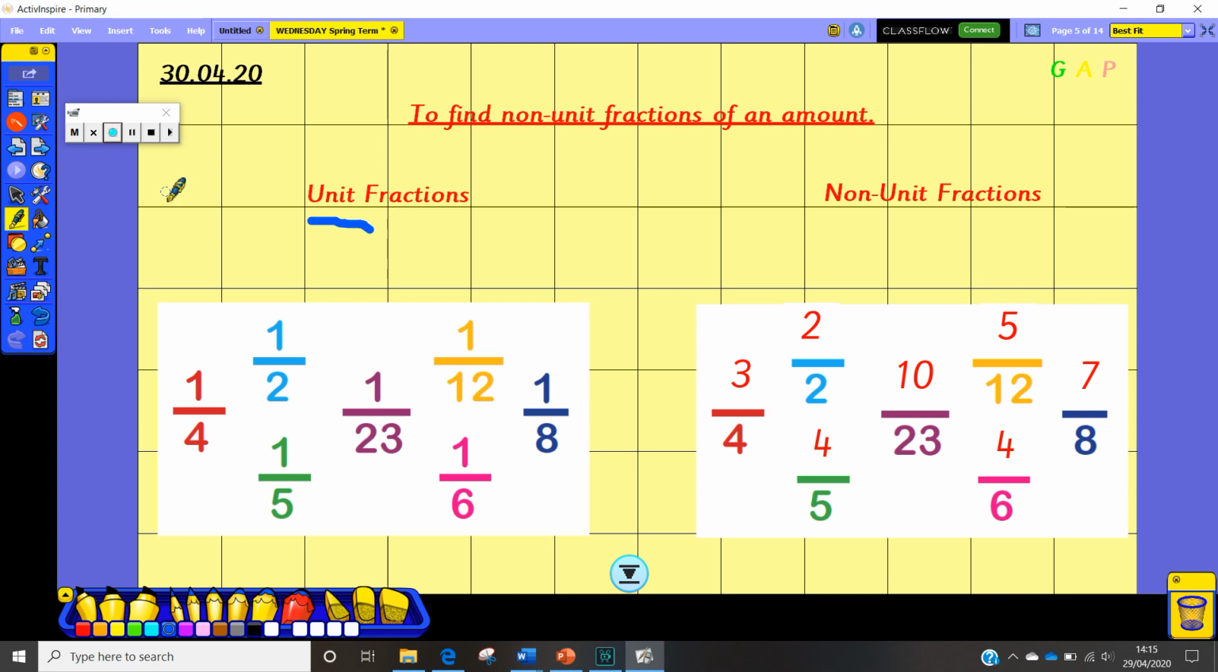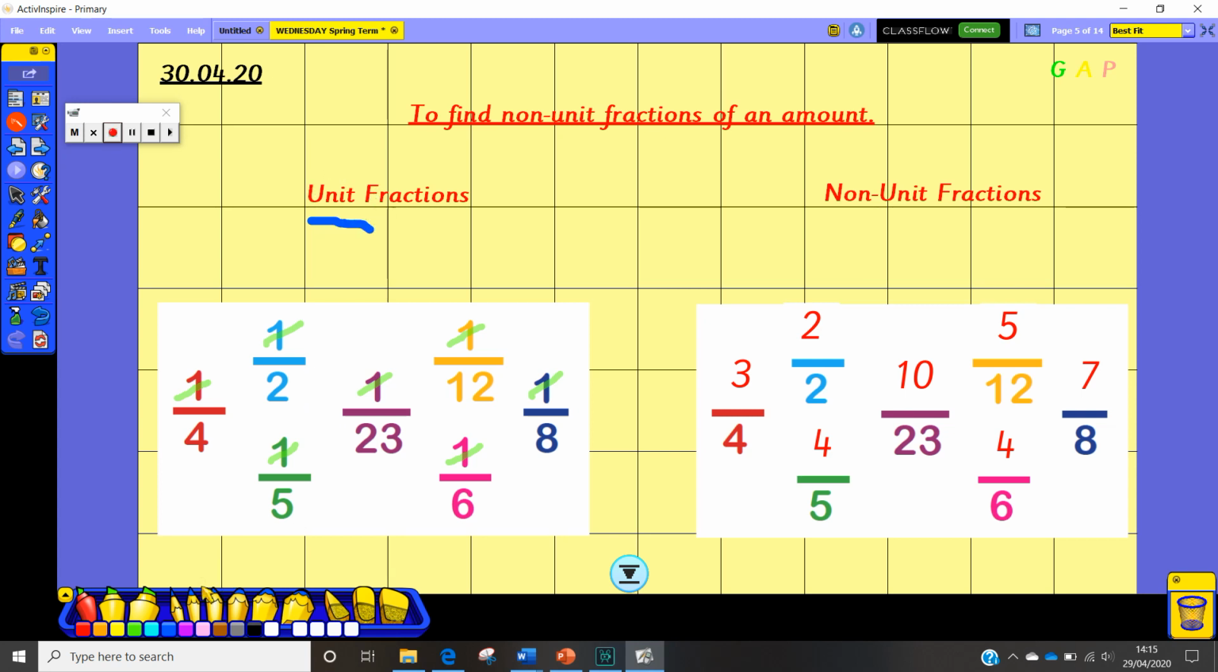So if you have recognised that in all of those fractions the numerator is 1, then you have got the right answer. Well done, everybody, because a unit fraction has a numerator always of 1. So every time we find a unit fraction, the numerator is always 1. So that's why they are called unit fractions.